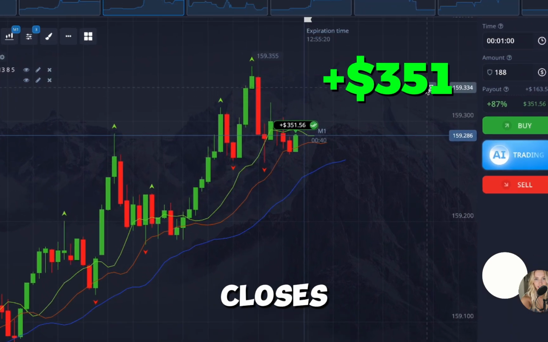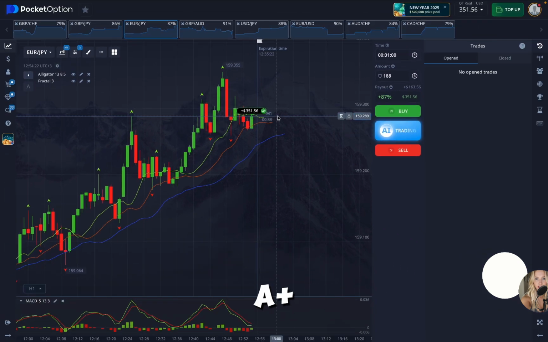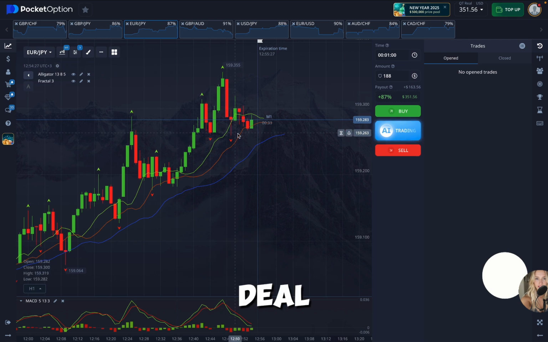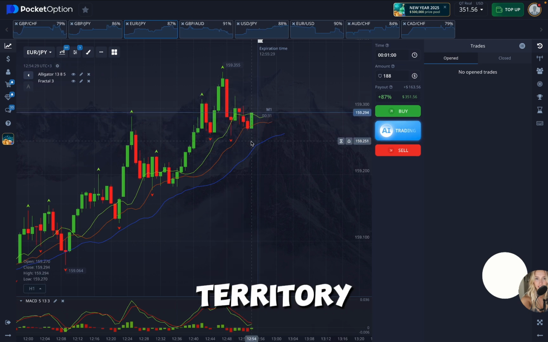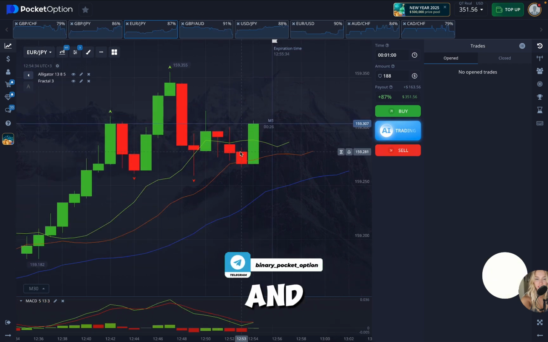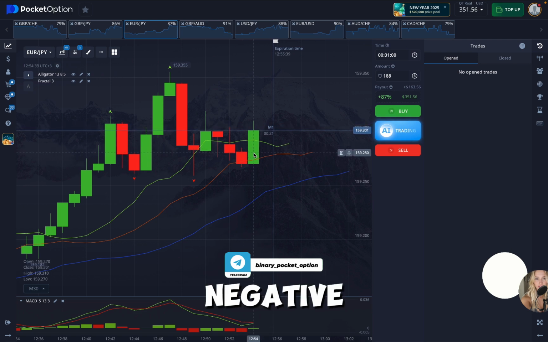And our position closes in the last seconds in A+. The candle showed a fairly confident upward trend, and the deal was closed in positive territory, and a little bit, of course. I did not choose the optimal entry point, and literally just a couple more seconds, and I would have closed the deal in the negative.